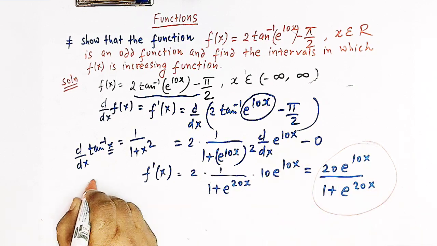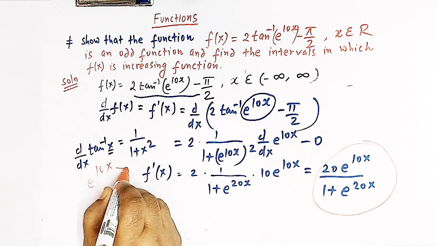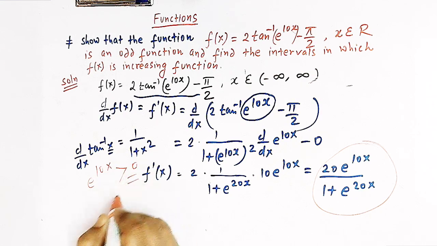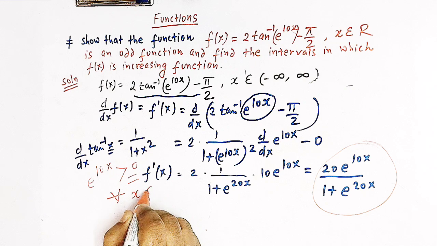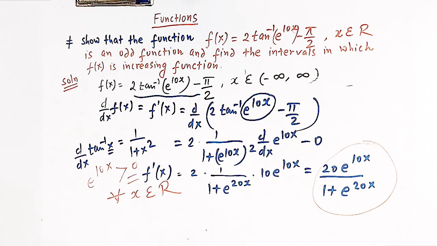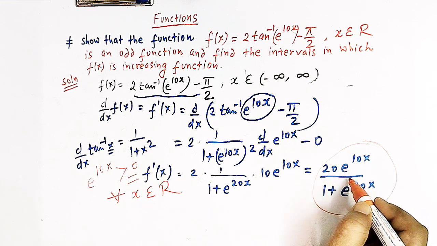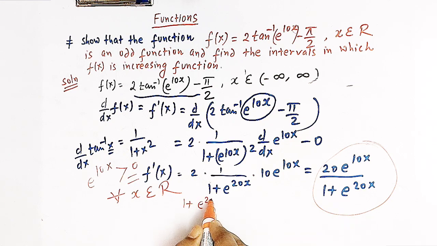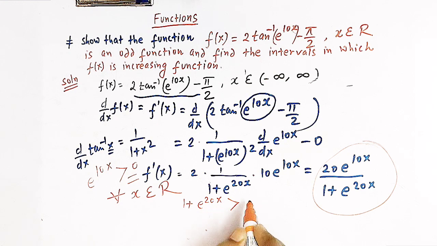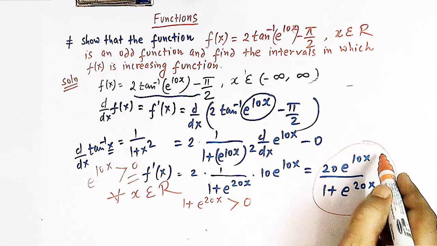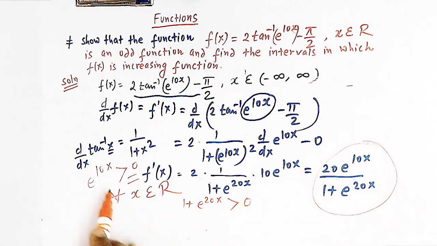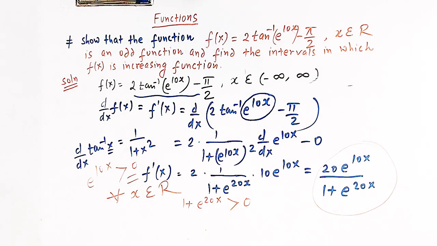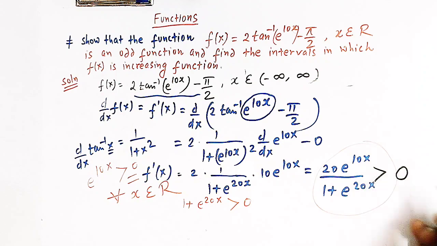Now see, e raised to 10x is always going to be greater than 0 for all x belonging to the set of real numbers, right? So e raised to 10x is always a positive quantity, so 1 plus e raised to 20x is a positive quantity, right? So it implies that this entire term is greater than 0 for all values of x belonging to the set of real numbers. So now this entire term is greater than 0.